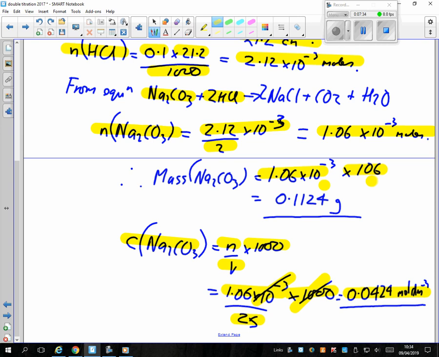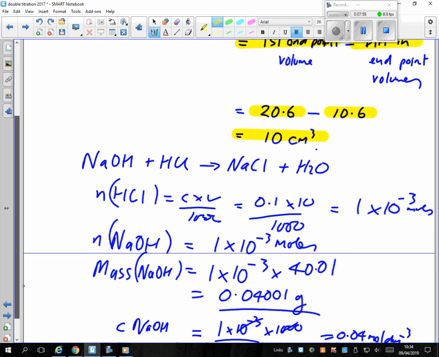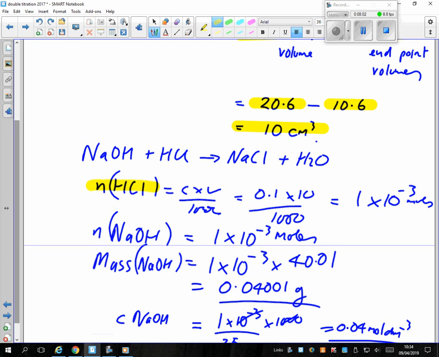Let's now do exactly the same for the sodium hydroxide. So again, this is going to be a three-step process. The first thing we need is the volume of HCl reacting with the sodium hydroxide. And if you remember, that was the first endpoint minus the difference. So in my case, that's 20.6 minus 10.6, and that volume is 10. Okay, so now the three-step process. Find the number of moles of HCl. Conc times volume over 1,000. 0.1 times 10 over 1,000 is 1 times 10 to the minus 3 moles.